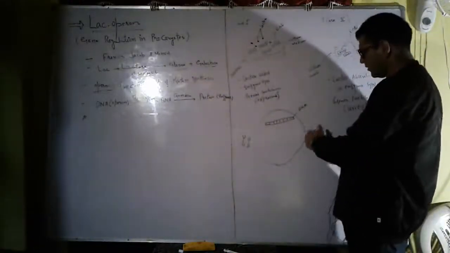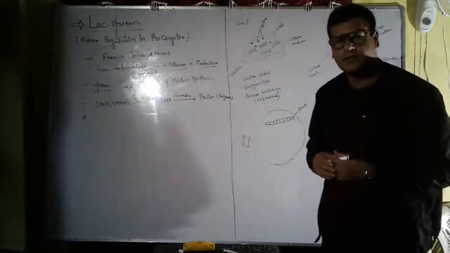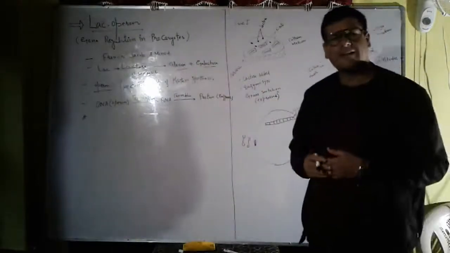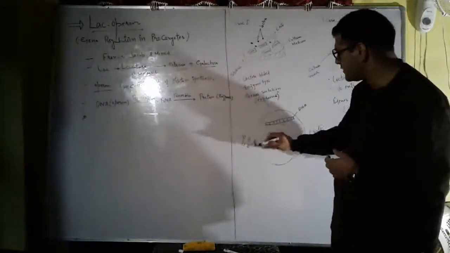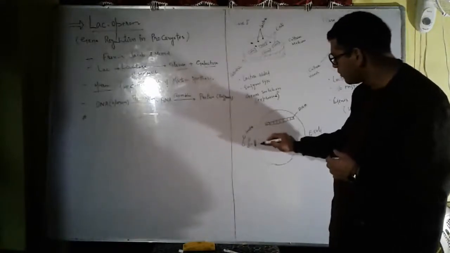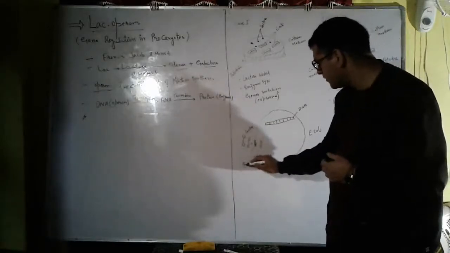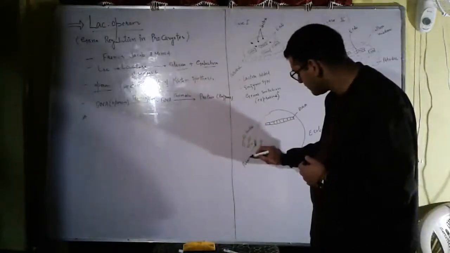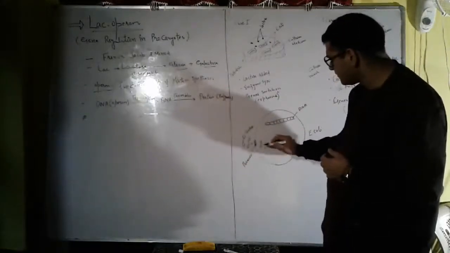In the membrane of E. coli, there is already a protein present. That is called a membrane protein, what is called permease. This permease acts as a gate, a door for the entry of these lactose molecules. Lactose is a disaccharide. So lactose will enter here, because permease is already present in the membrane.